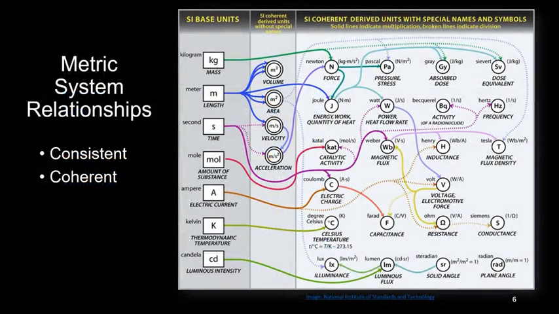This busy graphic shows many other metric measures that derive from metric base units. Some of them are quite arcane. The point of showing you this graphic is simply to illustrate that the metric system is both consistent, meaning not arbitrary, and coherent, meaning all measures are logically connected and defined.